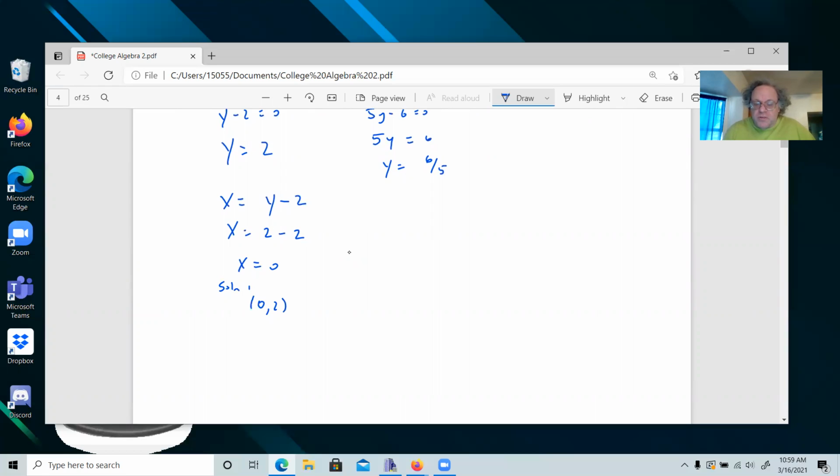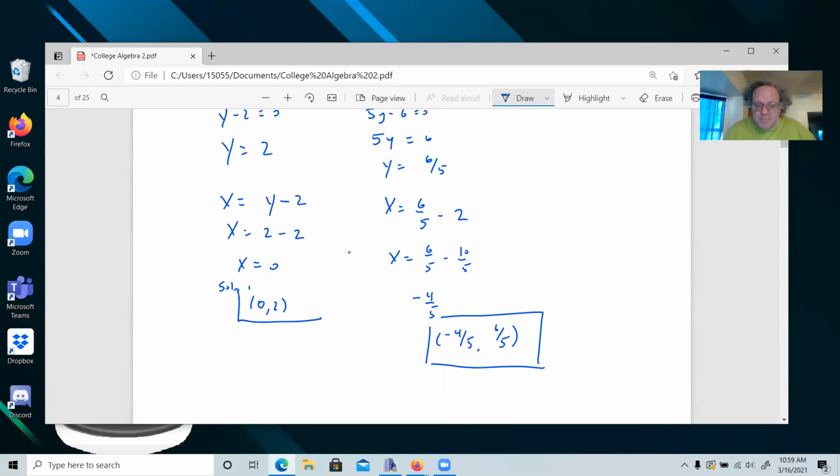The other solution, we have x is equal to 6/5 minus 2. This is x is equal to 6 over 5 minus 10 over 5. So 6 minus 10 is negative 4 over 5. So my other solution is negative 4/5, 6/5. All right, and those are the two things that we've got.